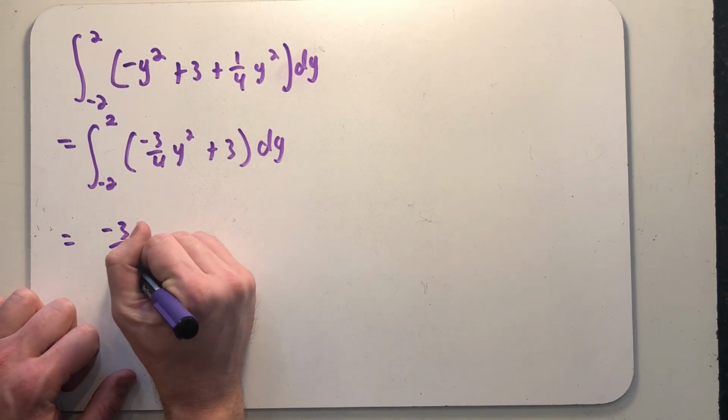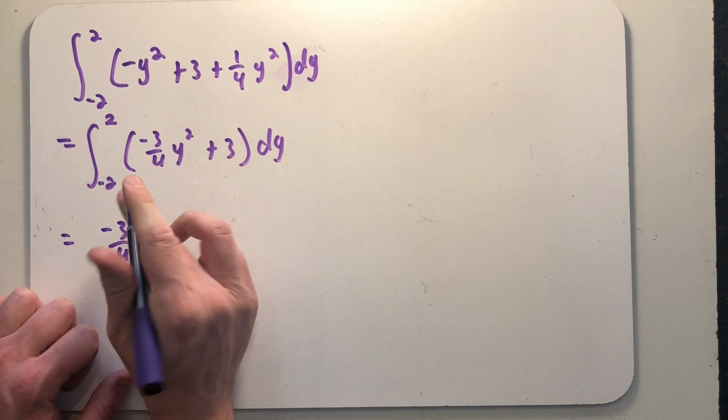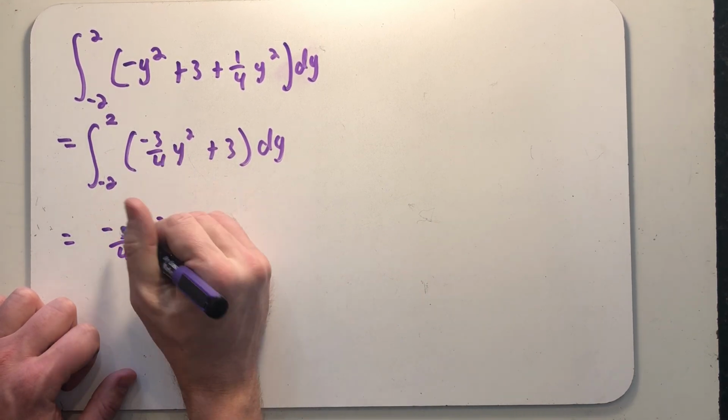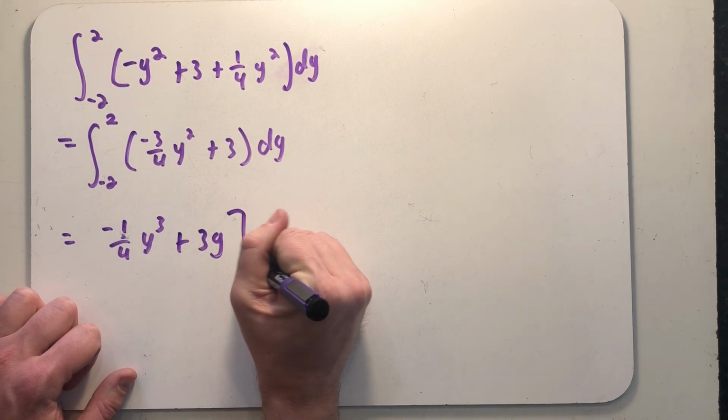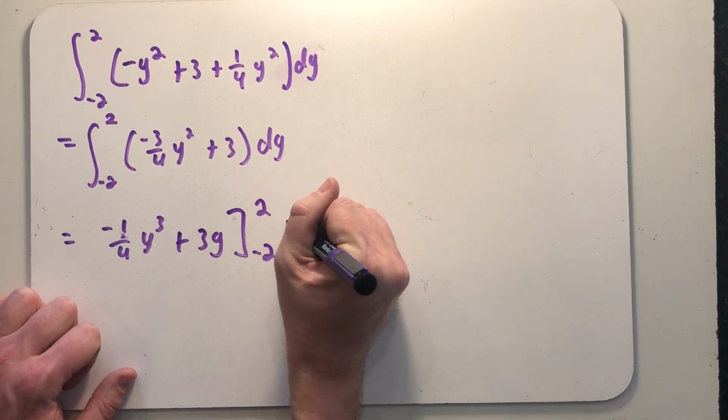So I'd have that minus 3/4 and then a y cubed. I need to divide by 3, so that's just going to be a minus 1/4 out front. Plus 3y evaluated from minus 2 to positive 2.